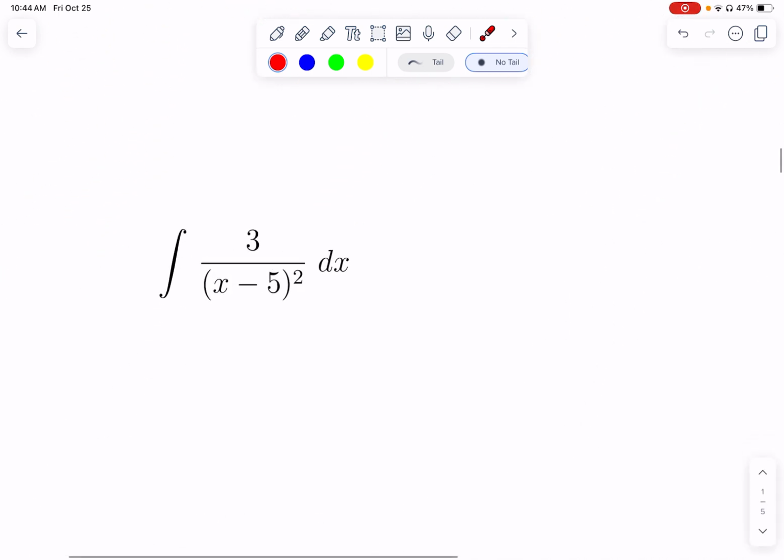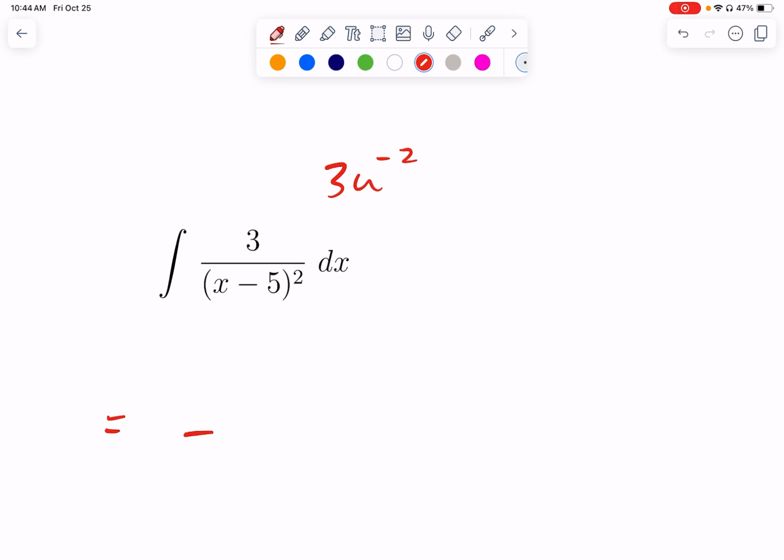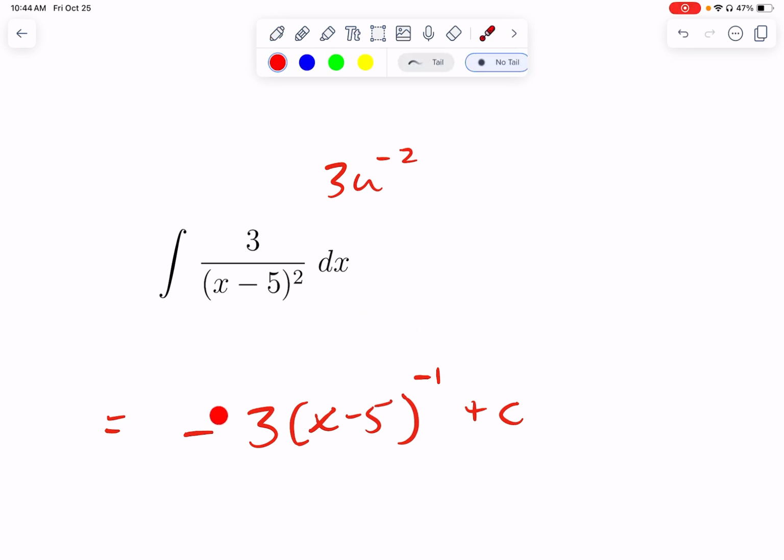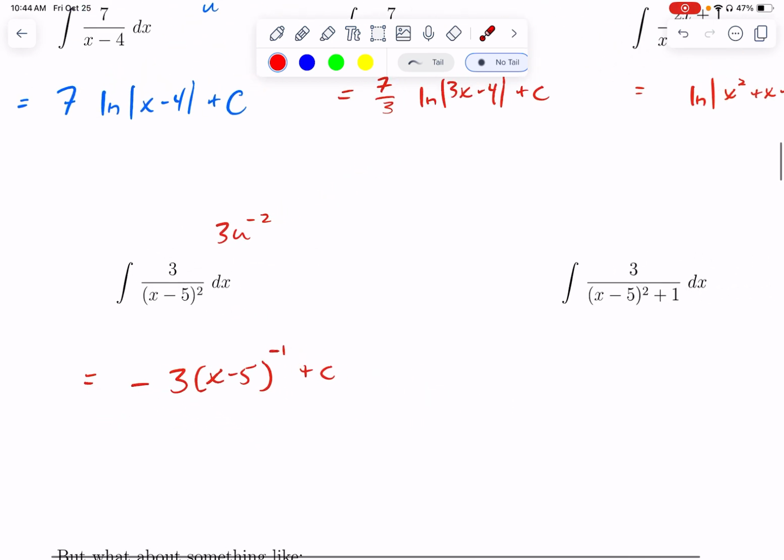This one, again, kind of u substitution. Oh, it's something to the negative 2 power. This is the basic pattern we have. So negative 3 times that thing to the negative 1. Right, looks like that would work. Negative 1 comes in front to cancel. Power is negative 2. Technically, we multiply by 1 by the chain rule, but that doesn't affect anything.